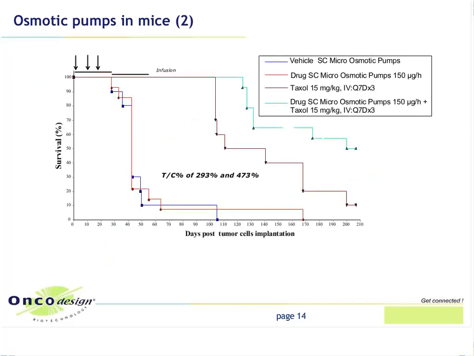The results as survival are presented here. As described before, the mean survival time of the control was about 40 days, while for Taxol alone, we increased the survival by about 3 times, to about 100 days, and we increased again by a factor of 2 the survival of mice treated with the drug delivered by osmotic pumps plus Taxol, meaning that this sensitizing drug is able to improve the survival in this model when dosed continuously during 2 months.